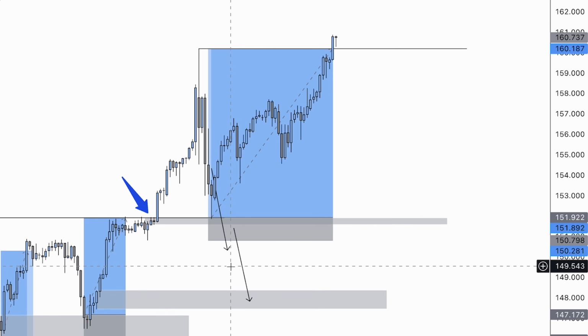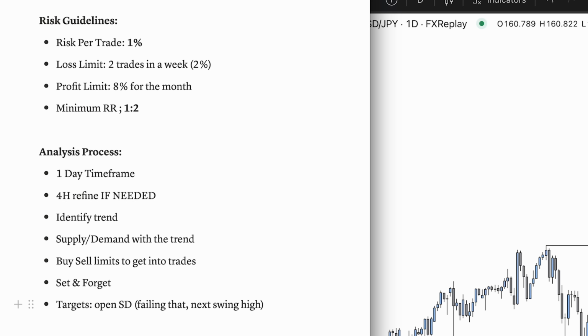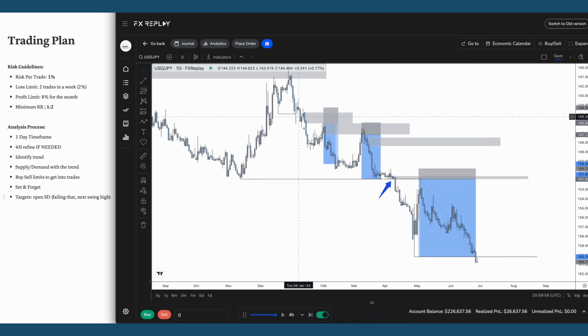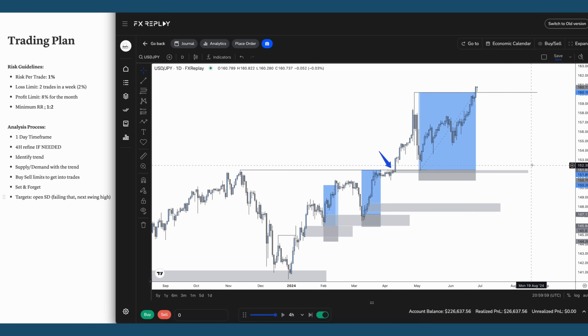So with UJ, with this system, if we take a look back at the rules: daily time frame trend, buy from imbalanced demand zones, target imbalanced supply zones. Failing that, if we can't find one to target, we would then target swing highs, right? This would also work on the sell side. If we had a bearish market, we'd be selling supply, targeting demand, or targeting swing lows. So that is a very, very simplified form of a system.